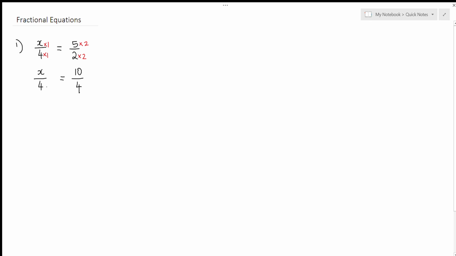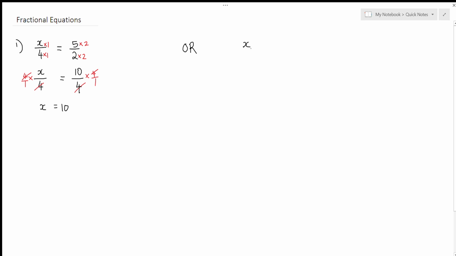Now, in my previous video, I explained how to get rid of your fractions. Because this is like 1 over 4, we need to multiply the left-hand side by 4 over 1, and we need to multiply the right-hand side by 4 over 1. And the 4's would cancel out, and my answer would be x equal to 10.